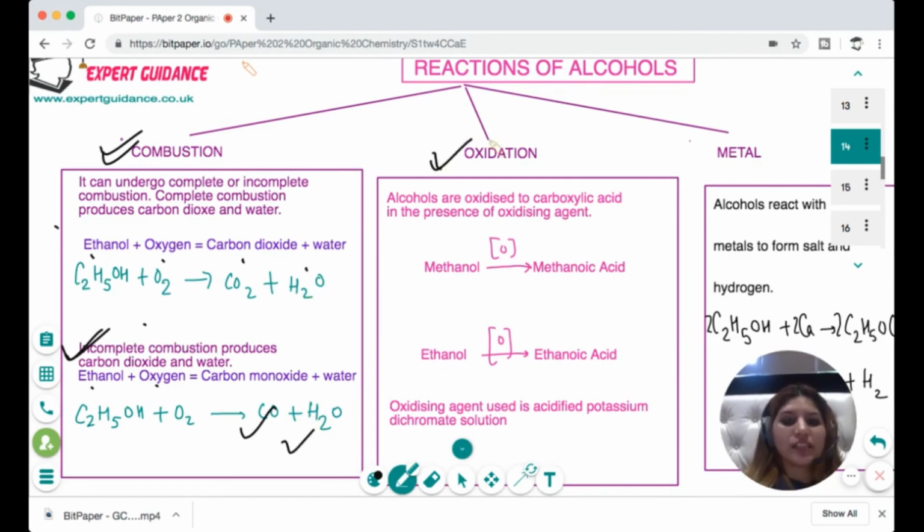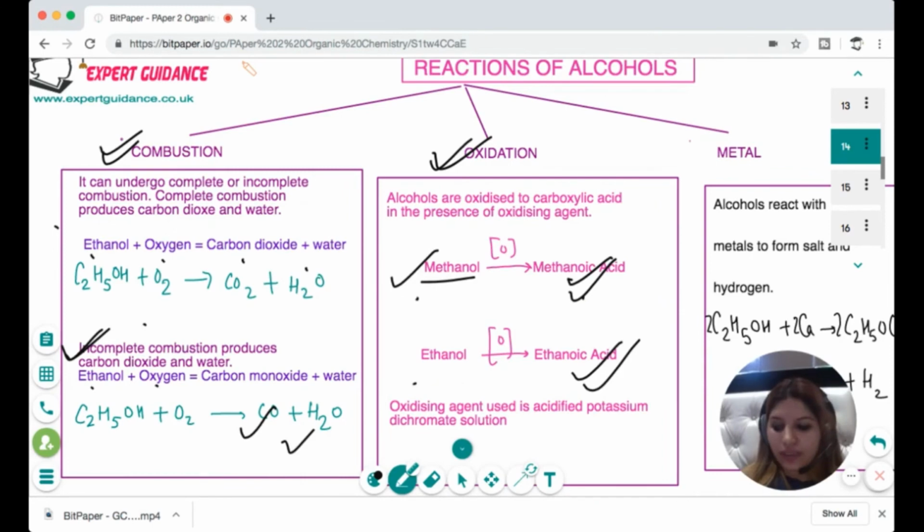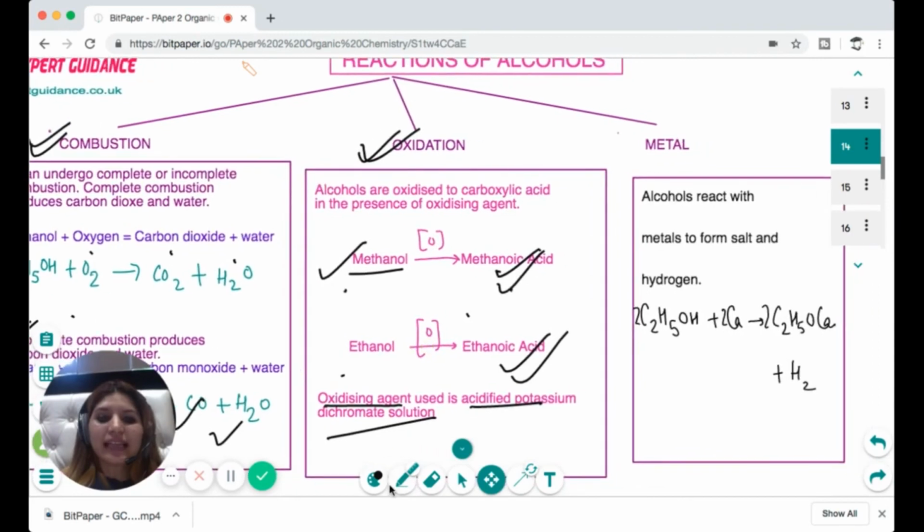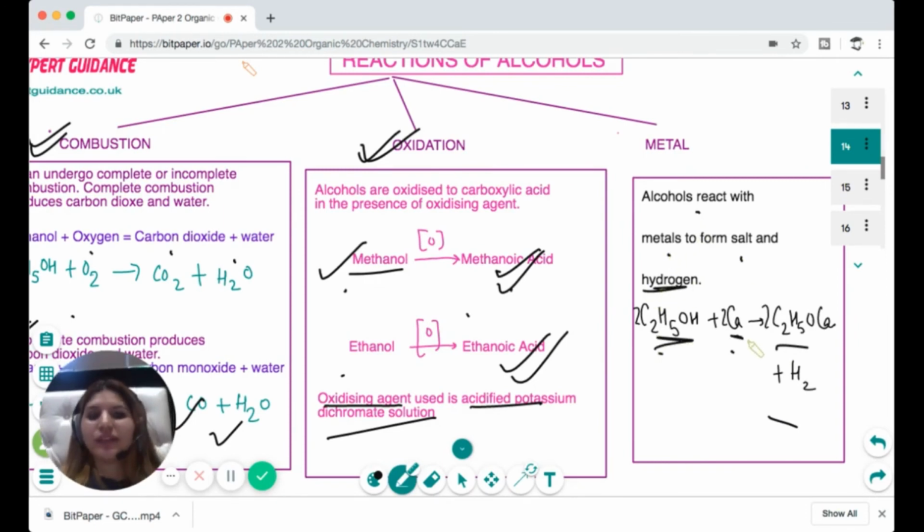Next is oxidation. When you oxidize an alcohol, it converts into the corresponding carboxylic acid. So methanol will convert into methanoic acid, ethanol will get converted into ethanoic acid, propanol will convert into propanoic acid. And for this, you require an oxidizing agent, which is generally potassium dichromate. And alcohols basically act like an acid, so they react with metals to form a salt and hydrogen. So here we have ethanol with calcium, and it forms calcium ethanoate plus hydrogen.